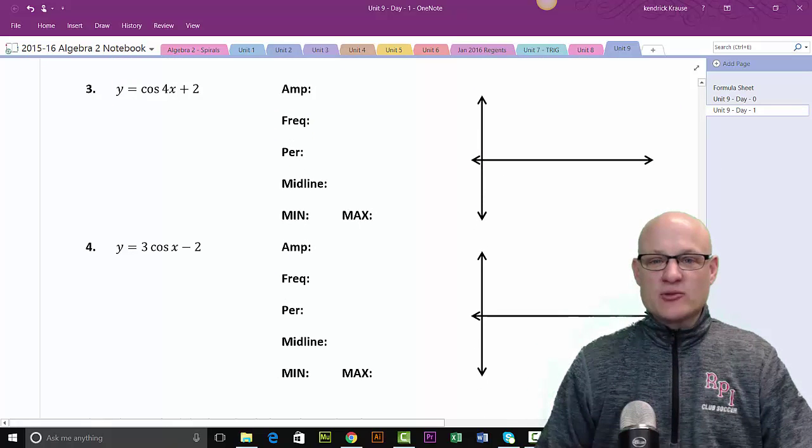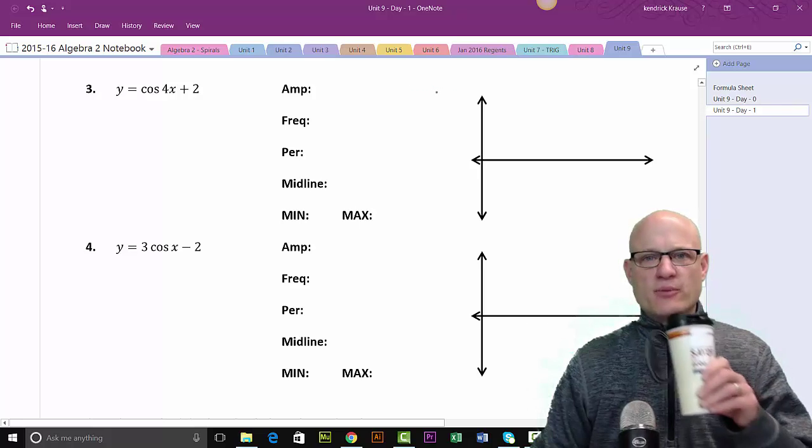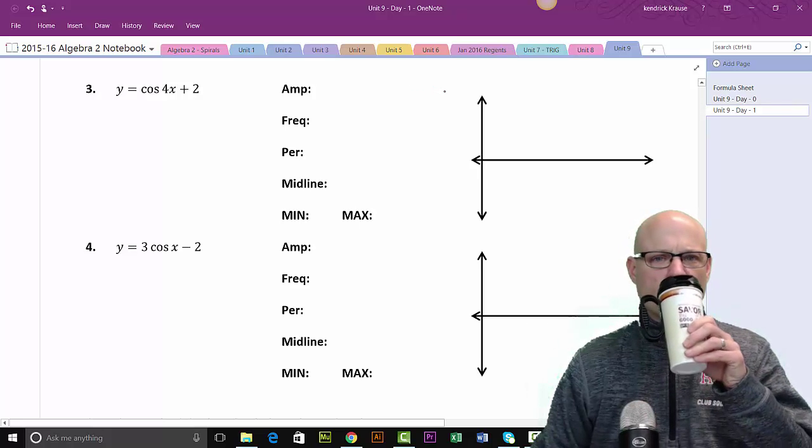Let's keep moving. All right, so at this point, you probably should pause it and try these two on your own and then come back. So I'll drink some coffee while you pause it. You can pause me in mid-coffee drink.